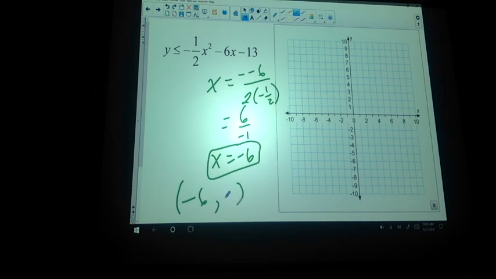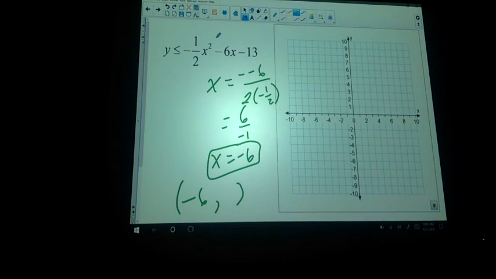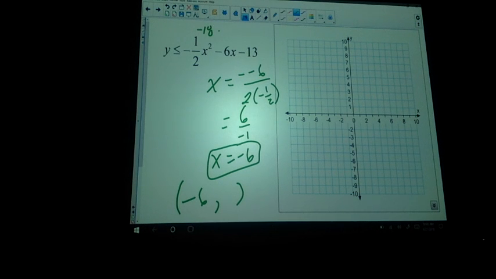Negative 6 is going to go in for x, so I'm going to get negative 18 here, plus 36 minus 13. Negative 18 plus 36 is 18. 18 minus 13 is 5, right? Did I do that right? Yay! All right. So it's negative 6, positive 5. Good there?